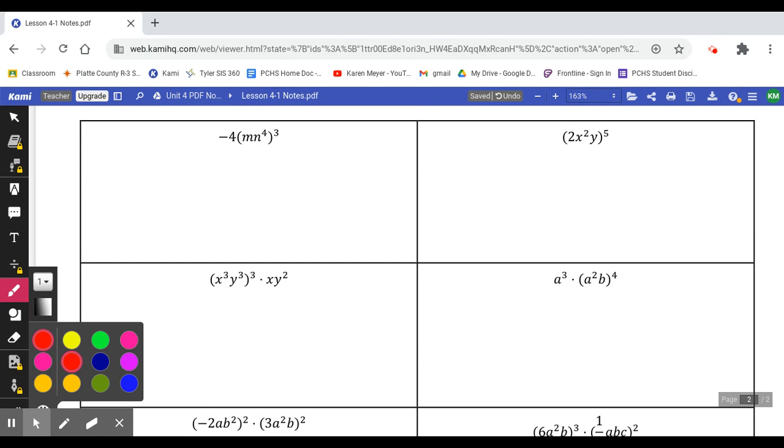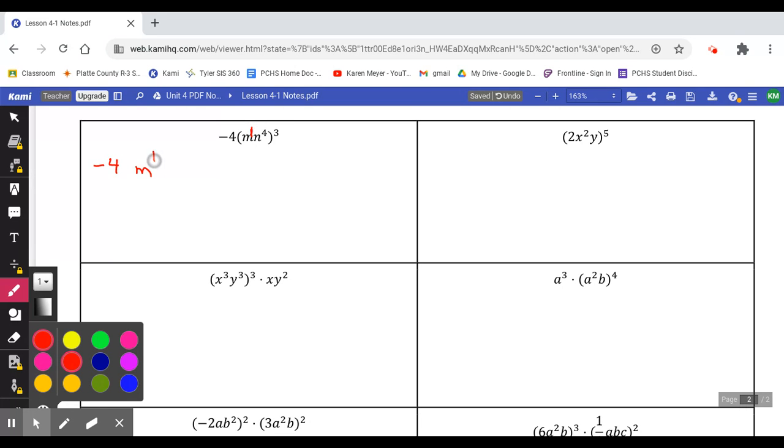Okay, on to the back side. On the back side, do you notice that negative 4 is not inside the parentheses? So we're just going to leave that negative 4 alone. Leave it alone, put it off to the side. For m, it doesn't have an exponent, so make sure you put in a magic little 1.